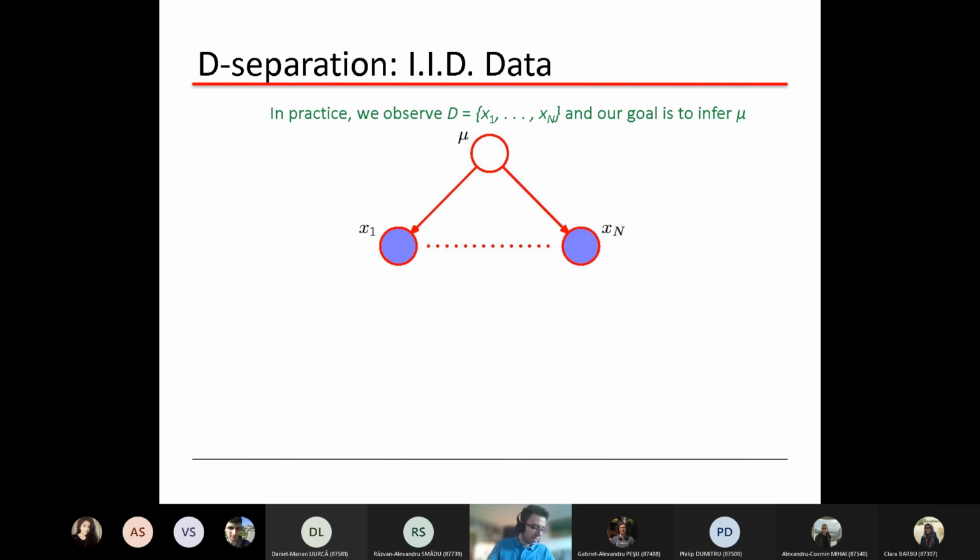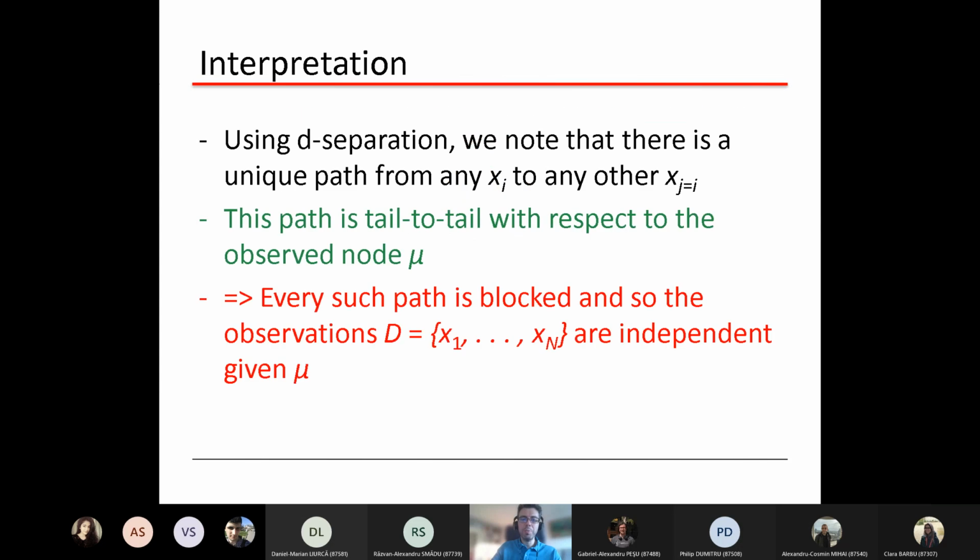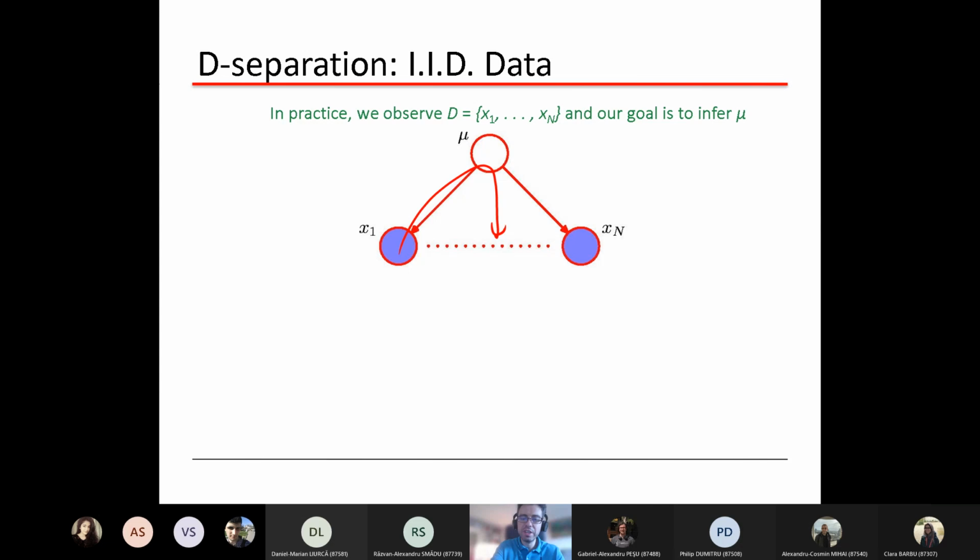And now some closing remarks after learning all these things. In practice, if we have IID data, so we have n samples given from the same distribution, and mu are the parameters of the distribution. If we don't know mu, these inference paths are always open. But what happens if we know mu? In our case, we are given mu. So we have the probability of x1 to xn given mu, given the parameters of the model. If we are given mu, this node becomes observed. It's a tail-to-tail node. Therefore, x1 to xn become independent.